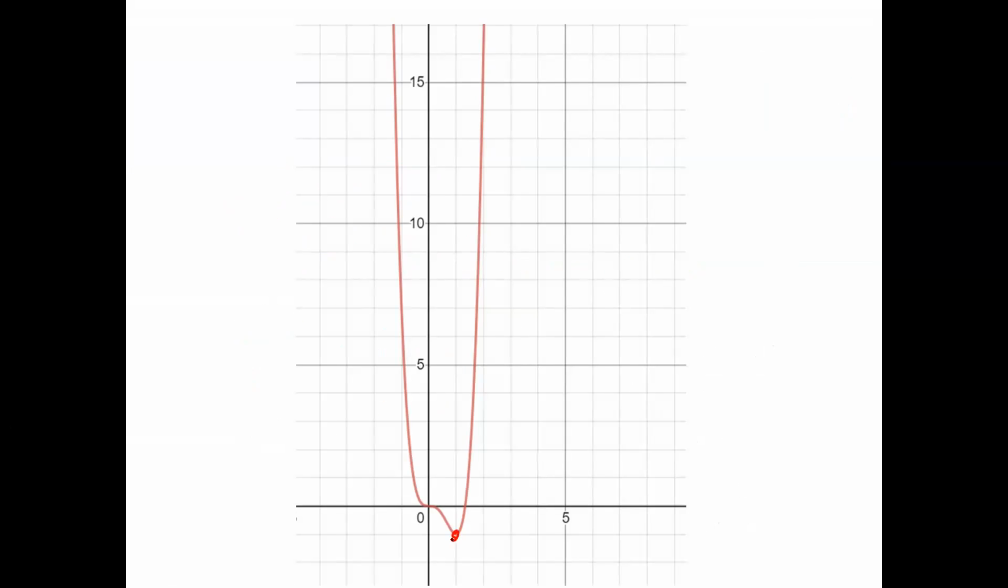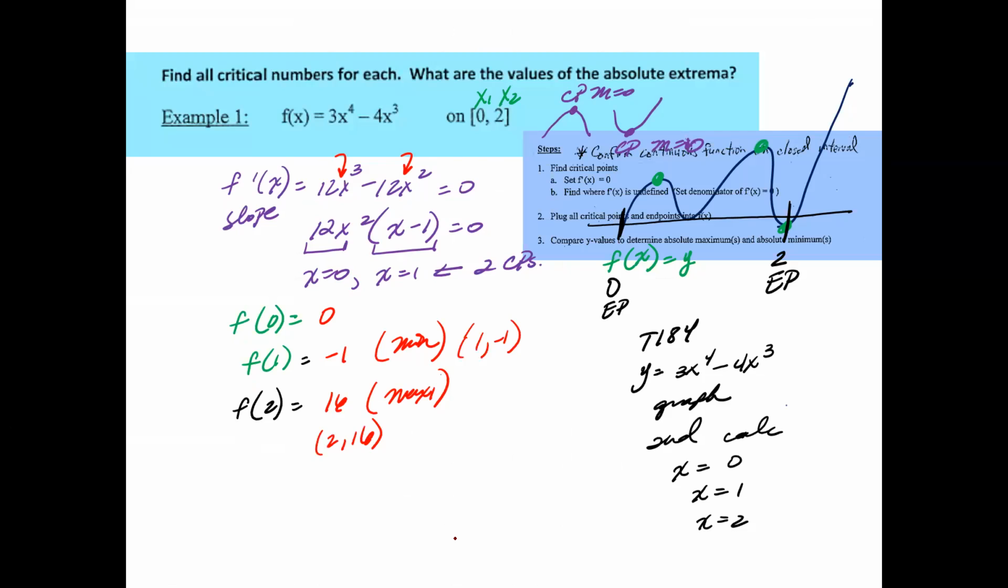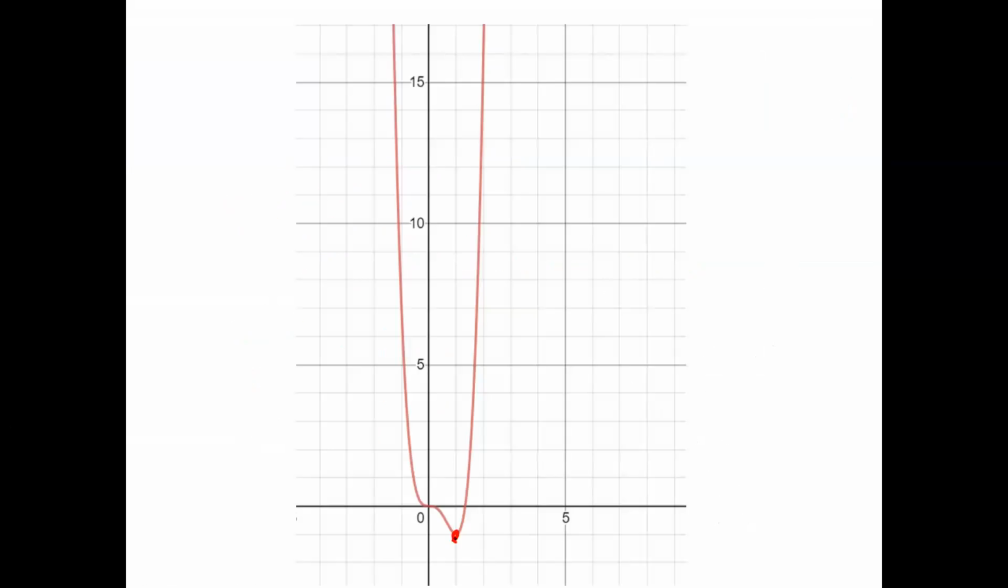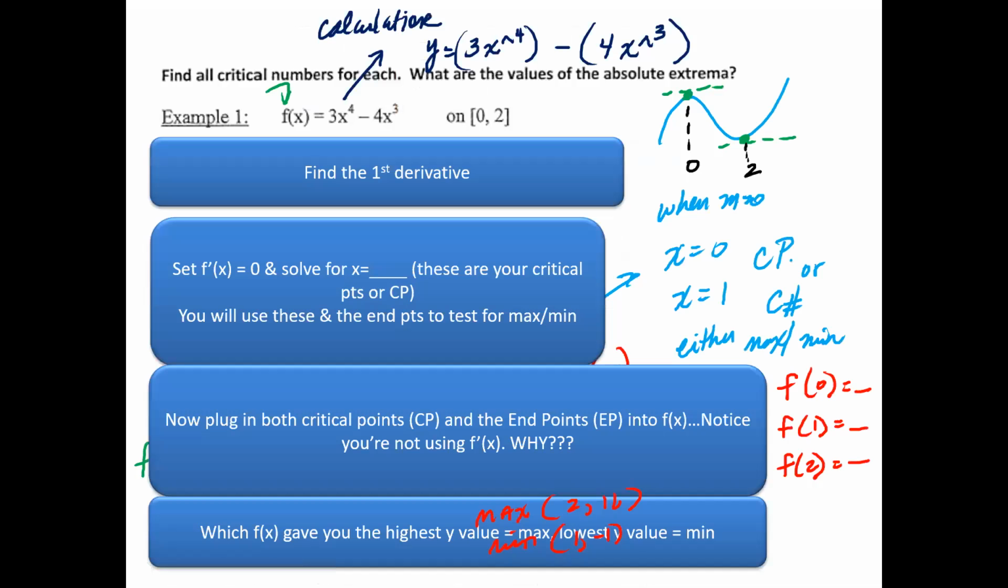1 comma -1, that is your minimum. Your maximum is at 2 comma 16, and here's my 2, and 16 is all the way up here, and I don't think you see the whole thing because it's still going, but that's what you will have.